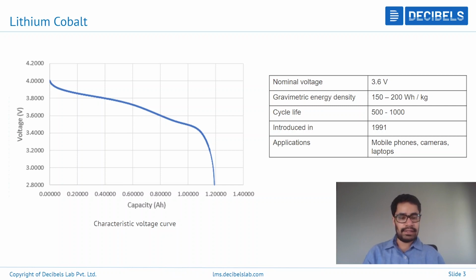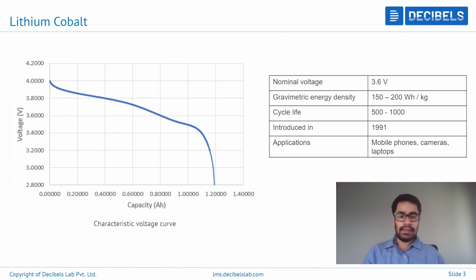On the right-hand side, you can see some of the properties, starting with the nominal voltage, at 3.6 volts. At that time, this was one of the most powerful cells available, with 3.6 volts in a very small form factor. Apart from that, there was also very high gravimetric energy density, almost up to 200 watt hours per kg, depending upon the concentration of the chemical materials inside the cell. It also boasted a very good cycle life of up to almost 1000 cycles, which promised more than 3 to 4 years of good usage before end of life.